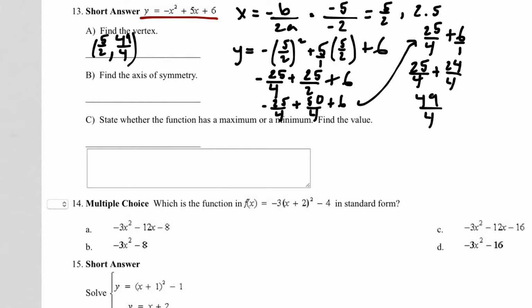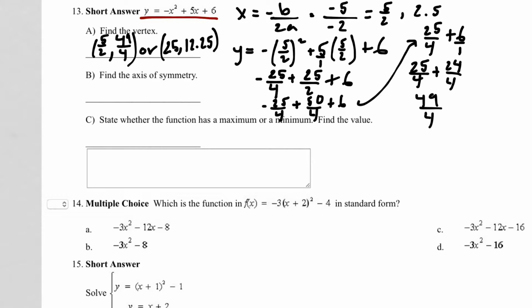So you could write it as a fraction or as a decimal. It's 2.5, comma, 49 over 4, let's see, calculator time, which is 12.25. So as a fraction or as a decimal, doesn't much matter which one you use. Okay. Next step, find the axis of symmetry.